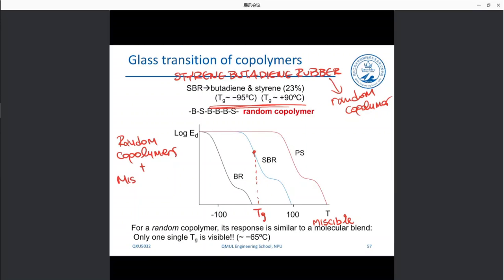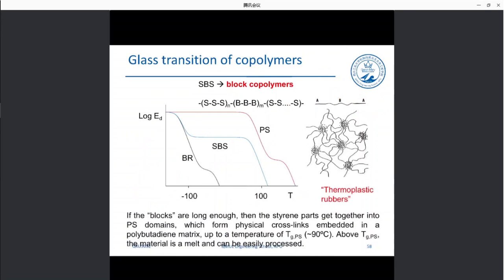And miscible blends: one Tg, okay, one glass transition. The glass transition depends on essentially the amount of the two phases, the one phase within the other. Okay. Of course, we have different types of copolymers.